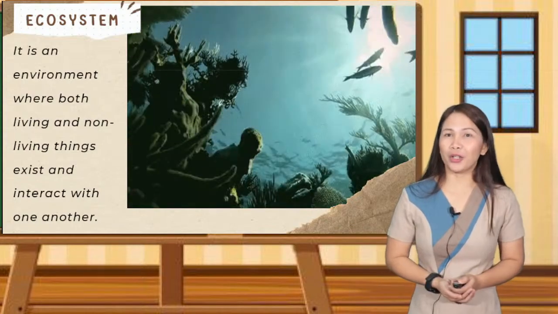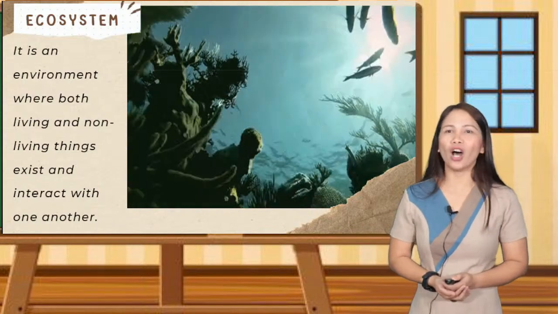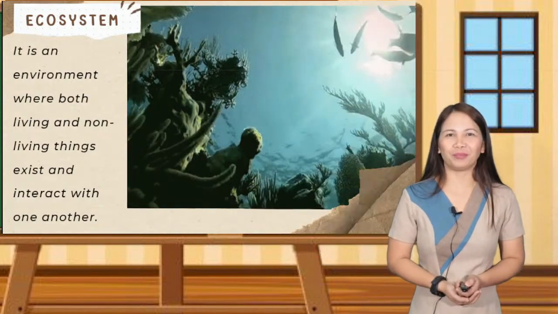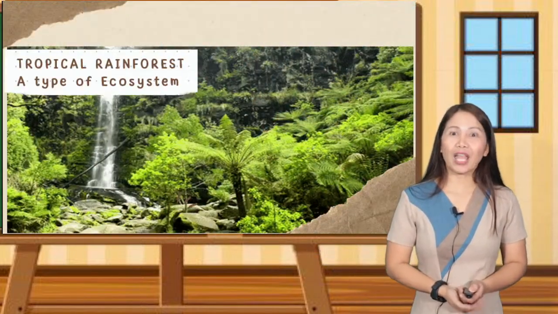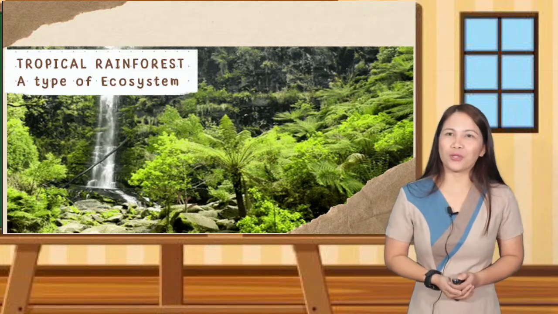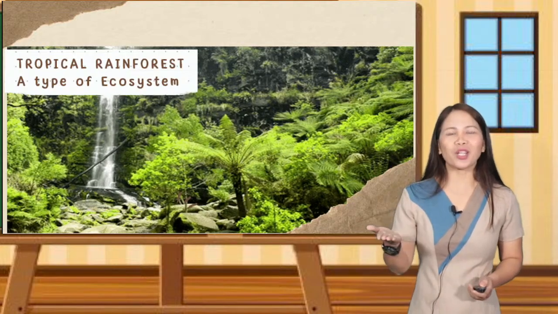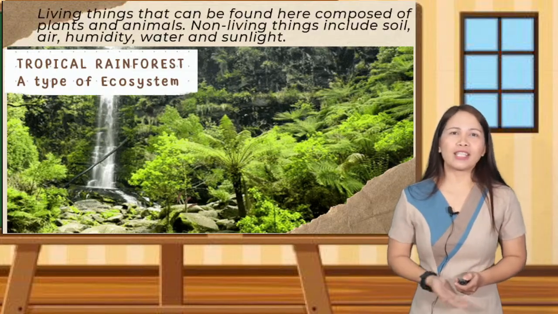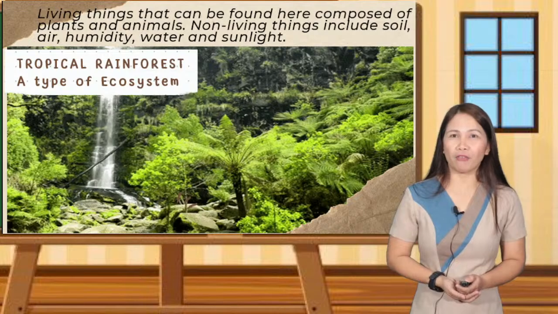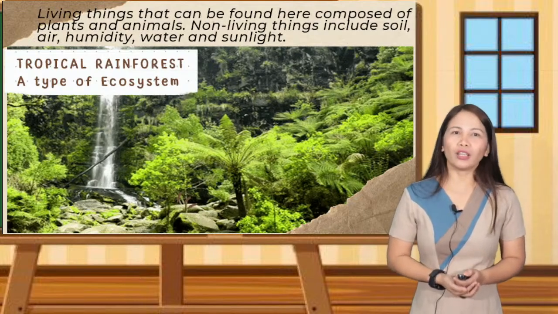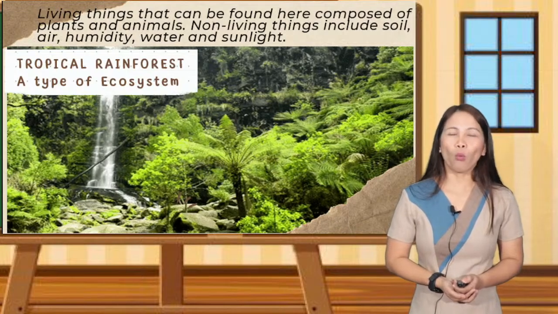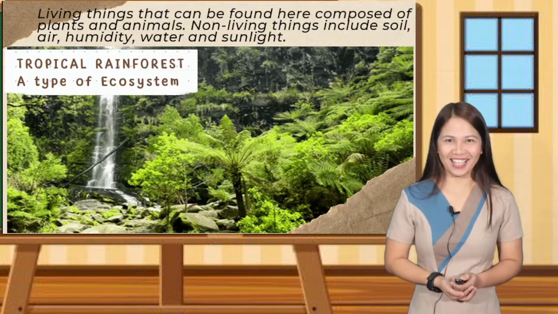Ecosystem is an environment where both living and non-living things exist and interact with one another. One good example of an ecosystem is the tropical rainforest. Living things that can be found here composed of plants and animals. Non-living things include soil, air, humidity, water, and sunlight.